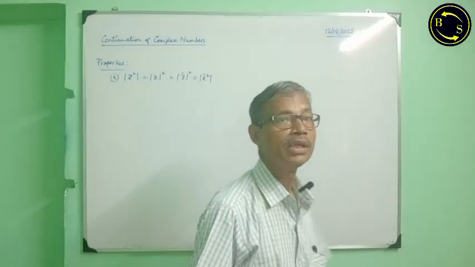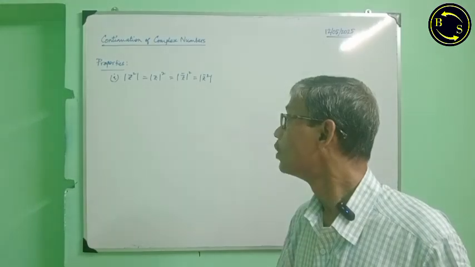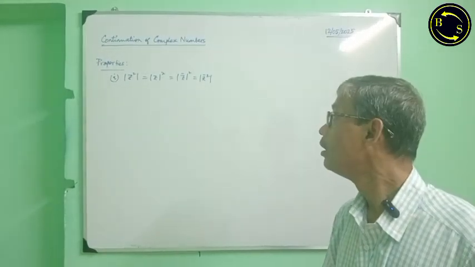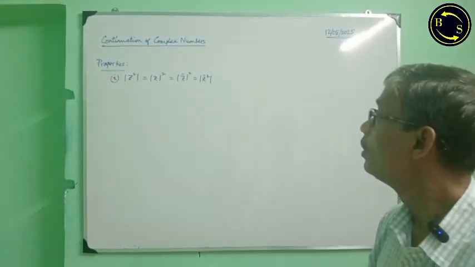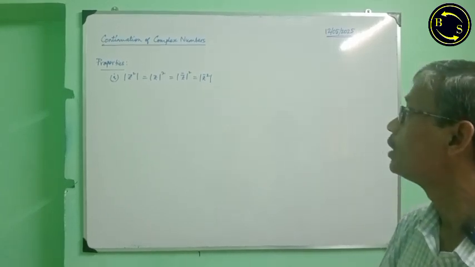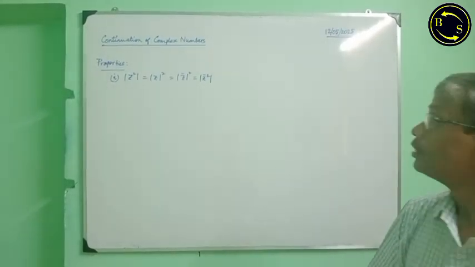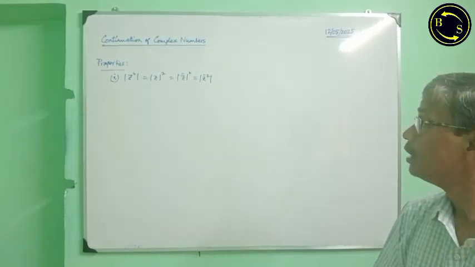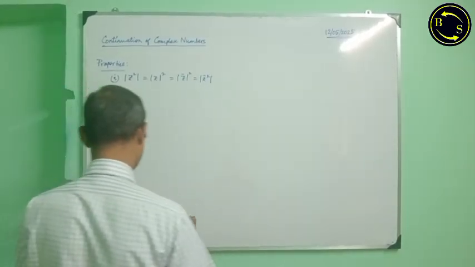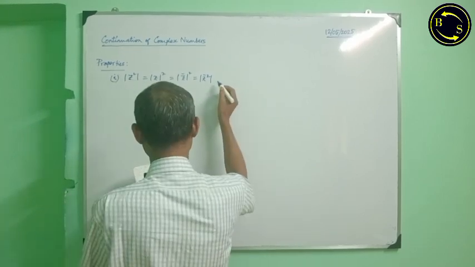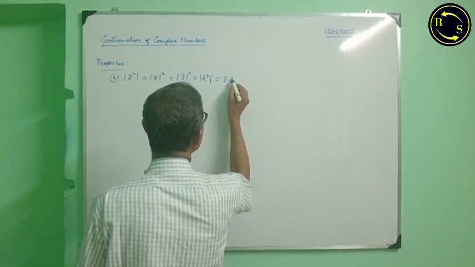If z be a complex number, then the modulus of the square of the complex number, modulus of z square, will be equal to the square of the modulus of z, that is mod z square, that will be equal to the square of the modulus of the complex conjugate of z, and that will be equal to the modulus of the square of the complex conjugate of z. And that will also be equal to z bar.